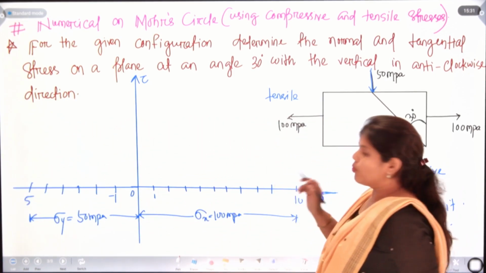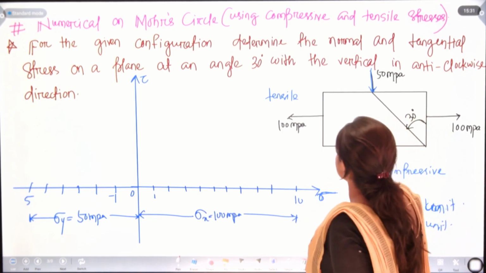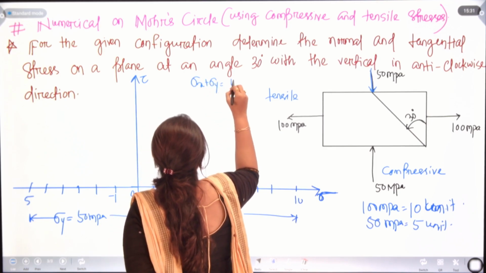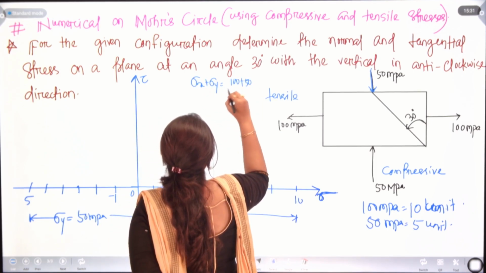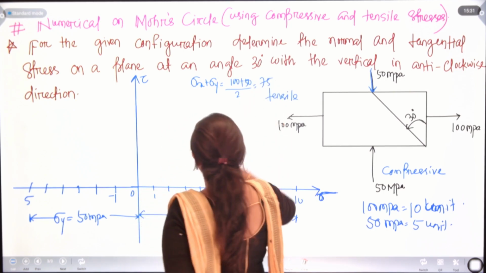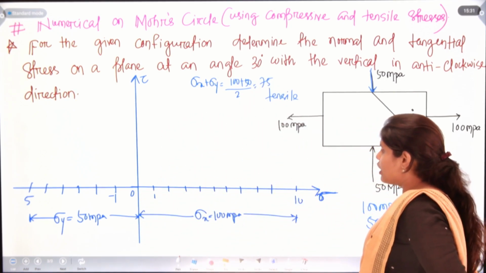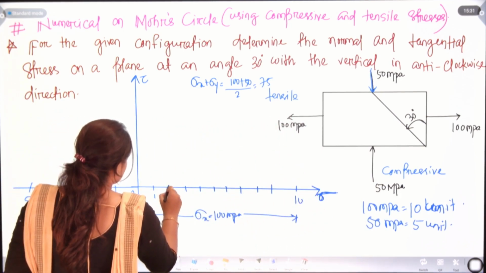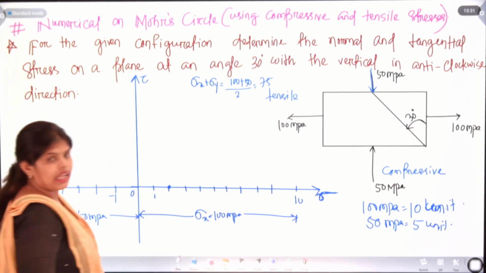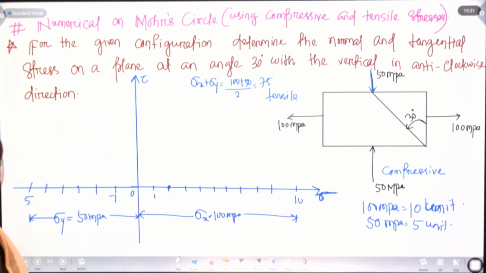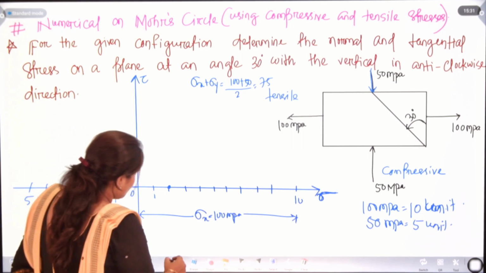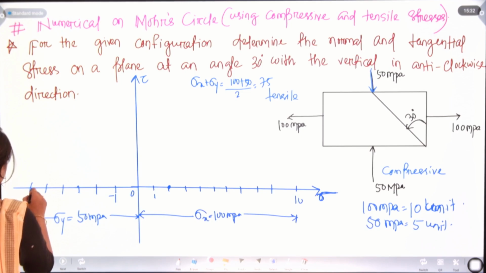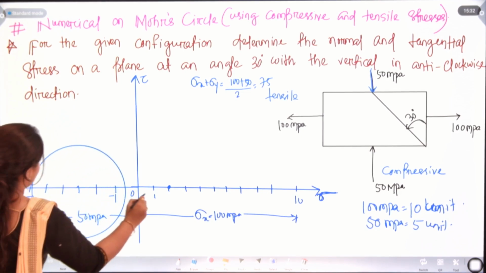Next, we need to calculate sigma x plus sigma y upon 2. We have already done this process. That is 100 plus 50 upon 2. We have 75. So, from this to this, the center of the diagram will be here. Right. Next, what will we draw? We just draw the Mohr circle. I think here it will be very big.